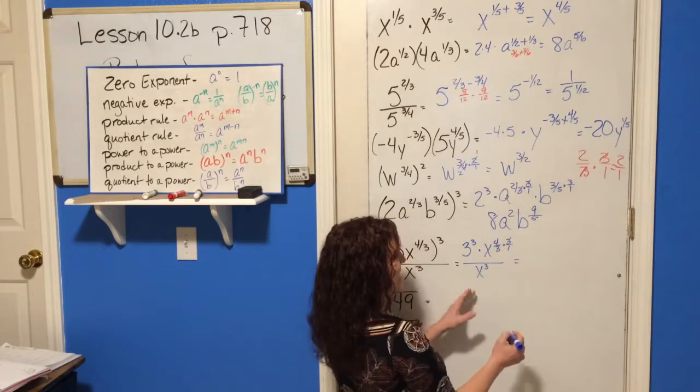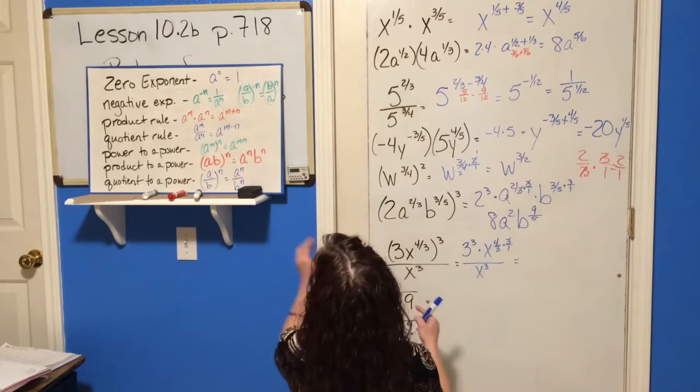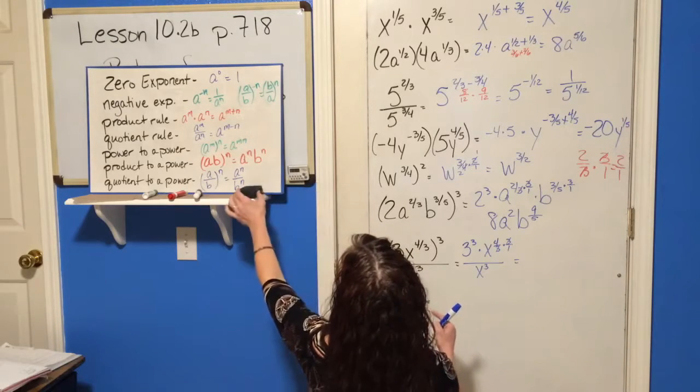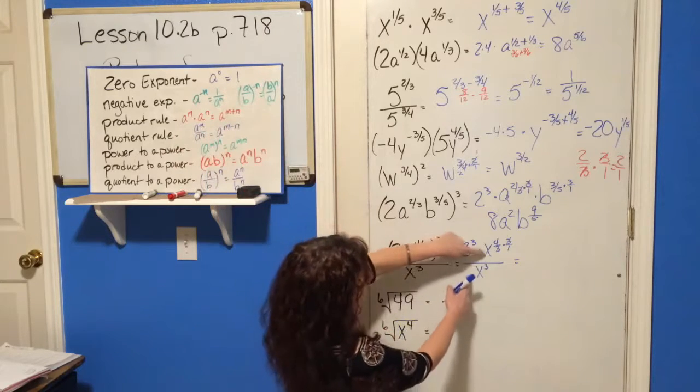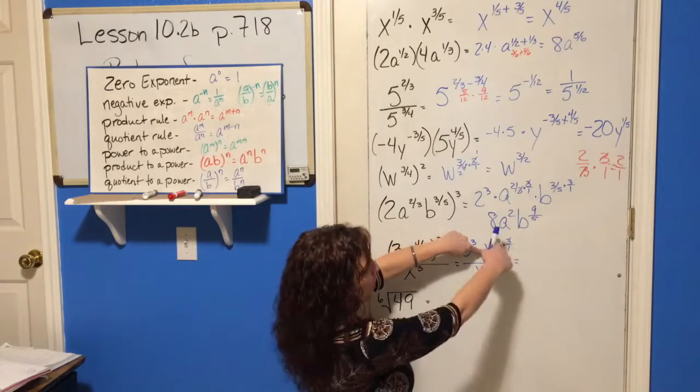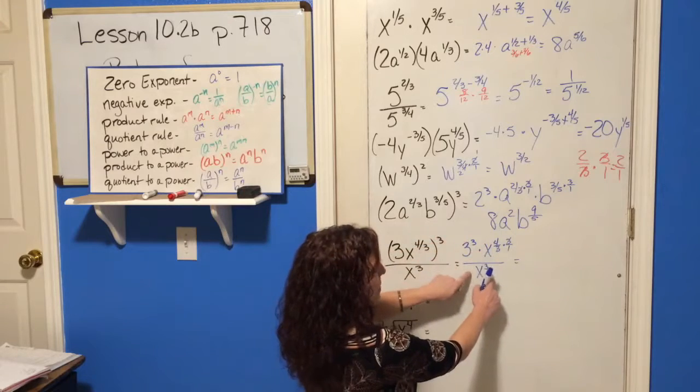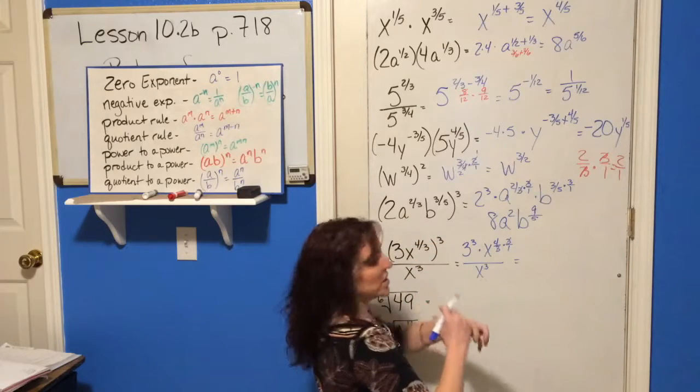So now in this next step, let's bring this up. We're dividing, so we're going to subtract. Because these x's are the same base, we can just bring it up and subtract. Because it's in the bottom, it's a negative exponent.